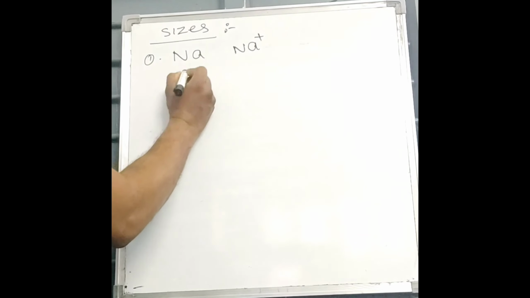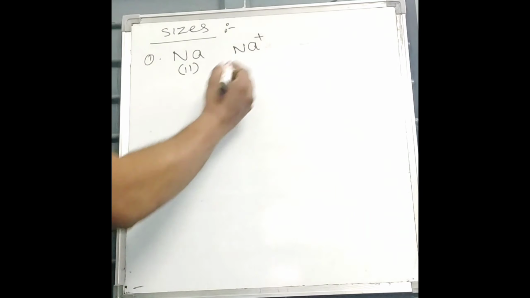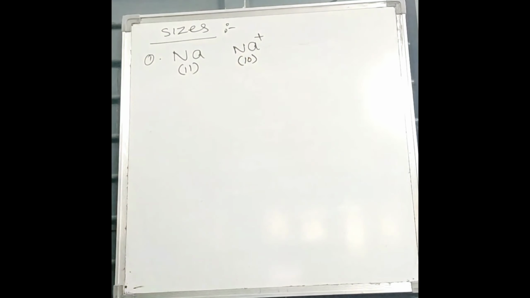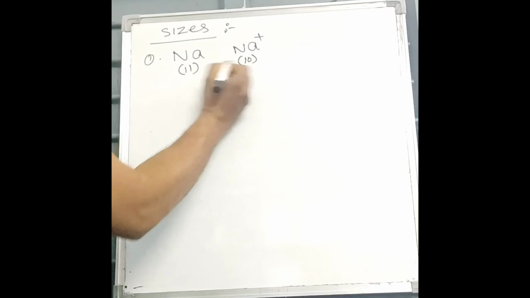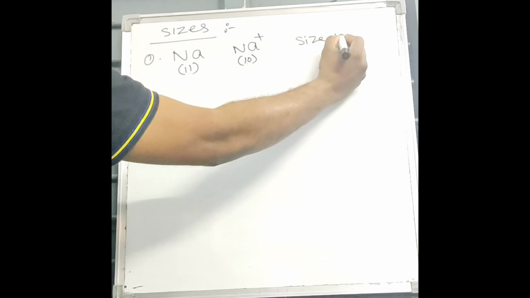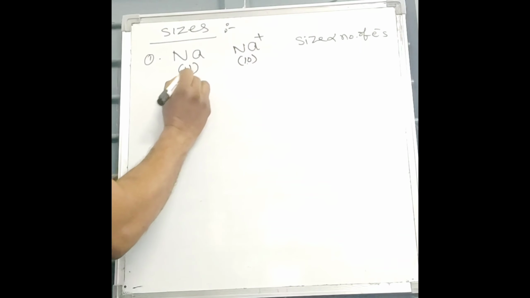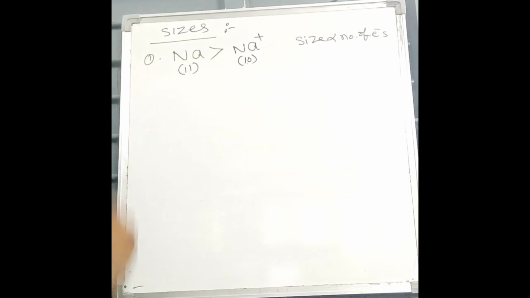How many electrons are there in sodium? 11. Atomic number is equal to the number of electrons for a neutral atom. Here 10. 10 electrons are present after losing 1 electron from the Na atom. So when the number of electrons decreases, size also decreases. Size is directly proportional to the number of electrons. Because more electrons are present, sodium is bigger in size.